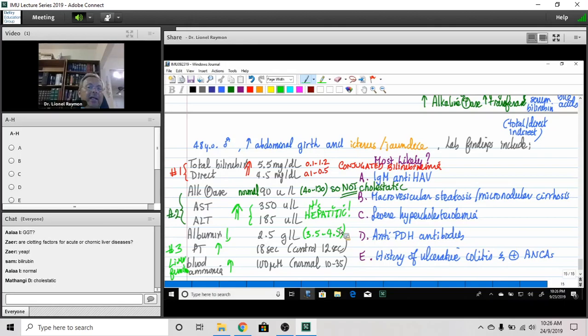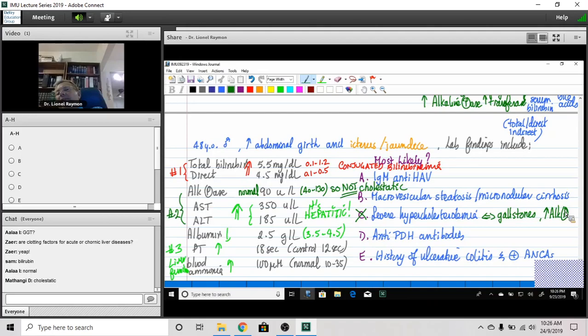I'll tell you who we can get rid of already. We know it's not cholestatic. So I'm going to kill C, because severe hypercholesterolemia would have been a great way of getting gallstones. And gallstones would have increased alkaline phosphatase. It would have been cholestatic. I know I can get rid of anti-PDH antibodies. These are AMAs of PBC, primary biliary cirrhosis. That would have been cholestatic.